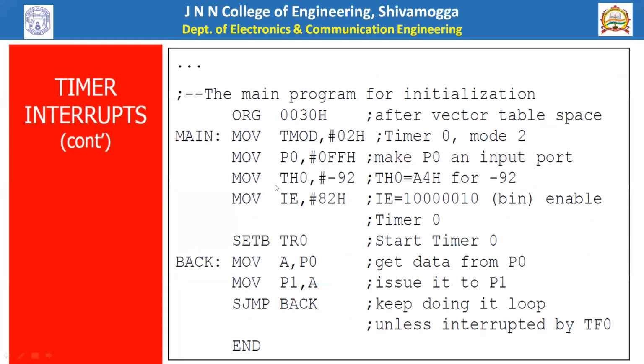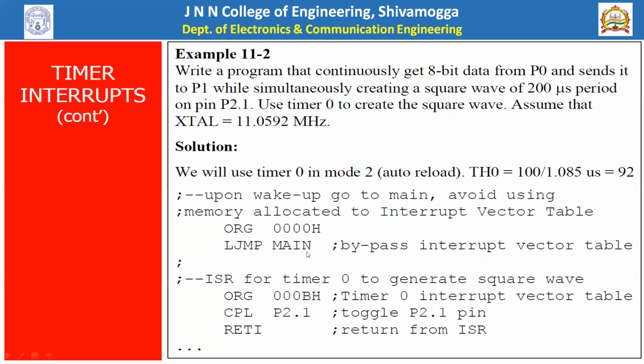You are configuring the interrupt enable register with the MSB as 1 and IE.1 as 1. Timer interrupt you are enabling. You are starting the timer. After you start the timer, you are reading P0 and copying it to P1. This is the common work you are doing continuously. But when the timer rolls over, there will be an interrupt. When there is an interrupt, it jumps to the interrupt service subroutine.